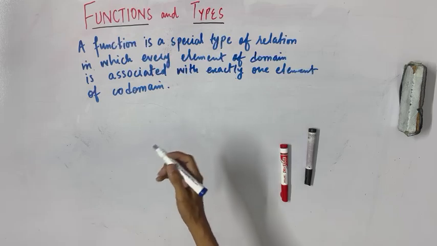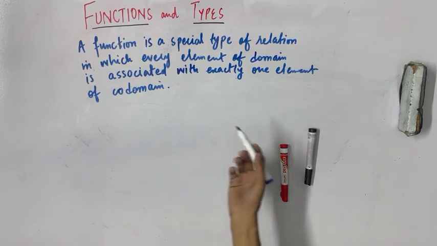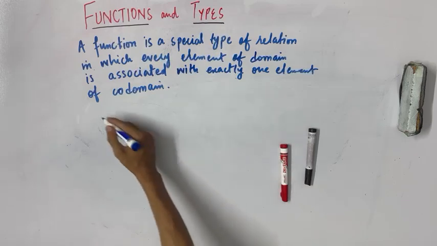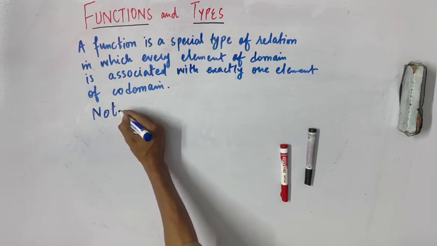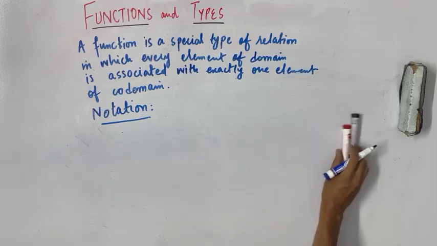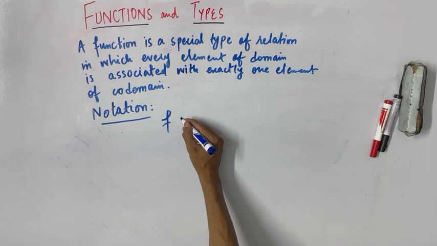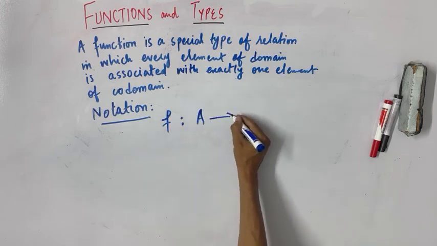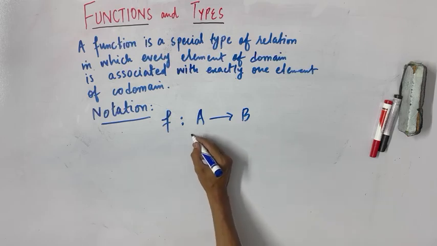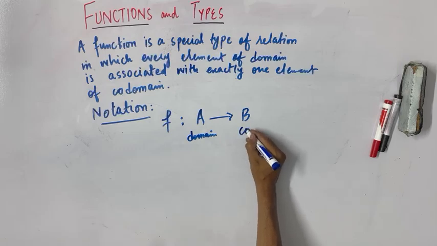So this is how we say that it is a function: a special type of relation in which every element of domain is associated with exactly one element of codomain. Now how will you notate it? Notation is very important, how to read it, how to write it. Usually we represent a function by small f, but there could be any other alphabet as well. So we write it like this: f from A to B, and here A is the domain, the set of inputs, and B is the codomain.